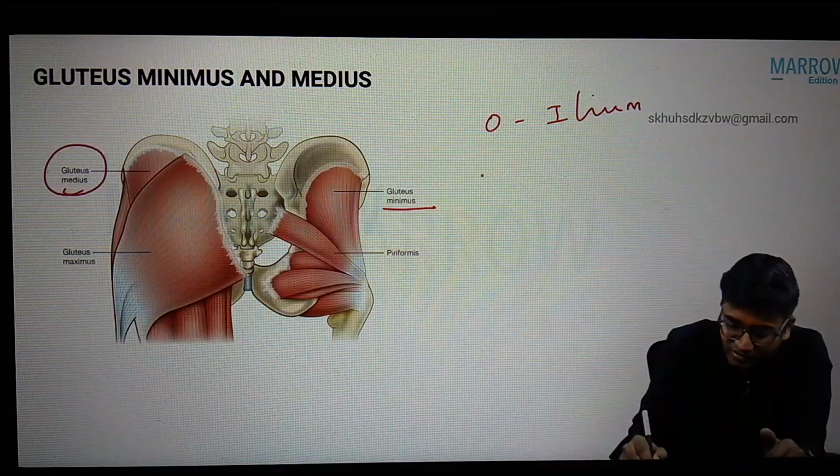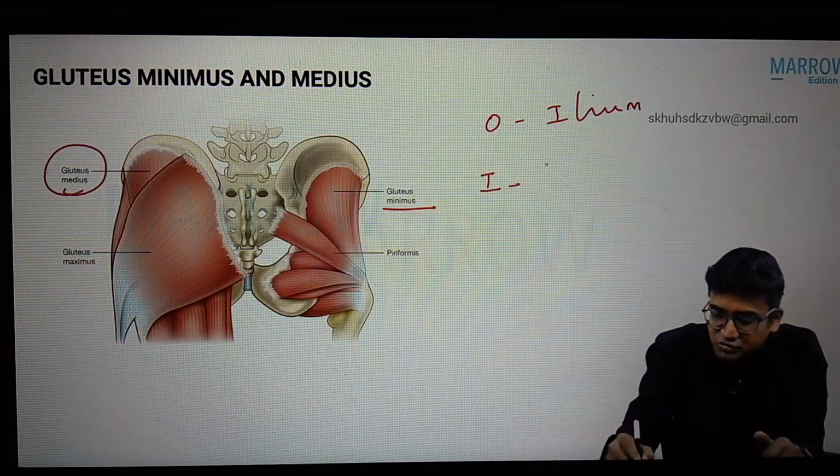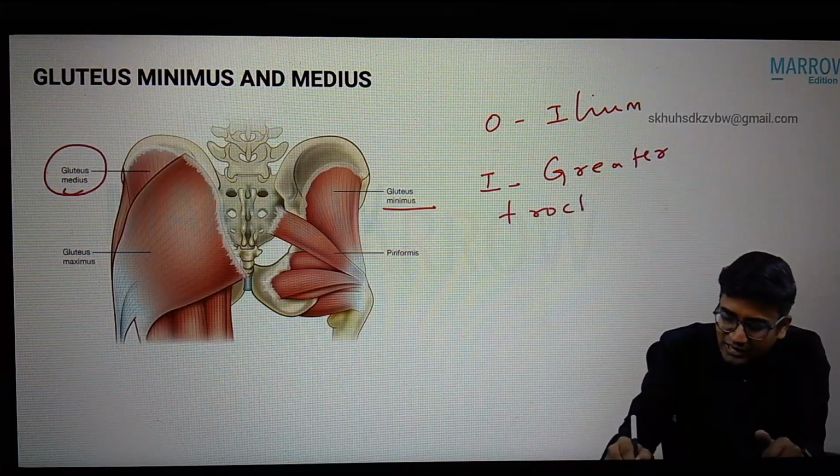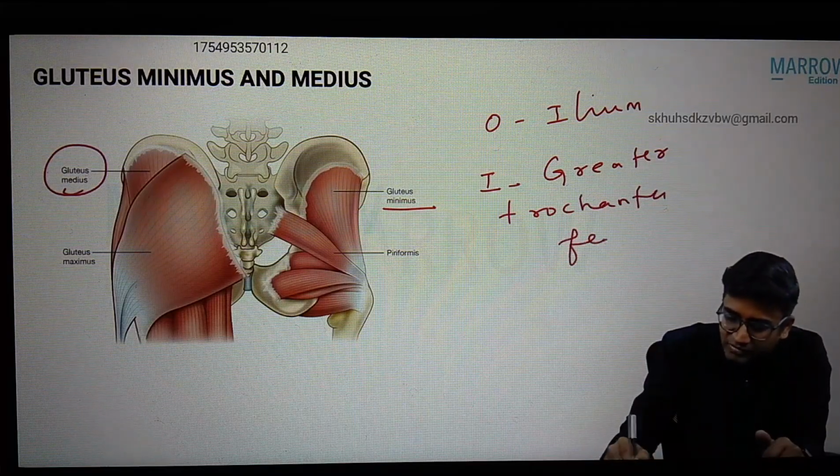Now what about the insertion? Both the muscles are attached to the greater trochanter of the femur.